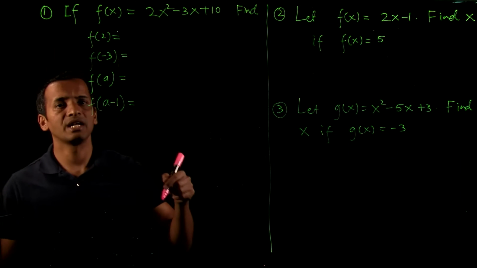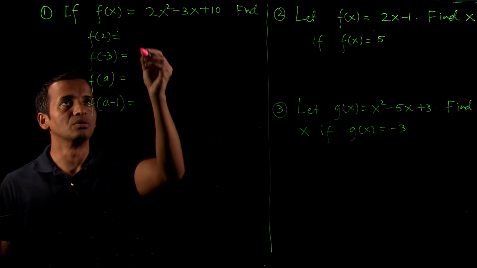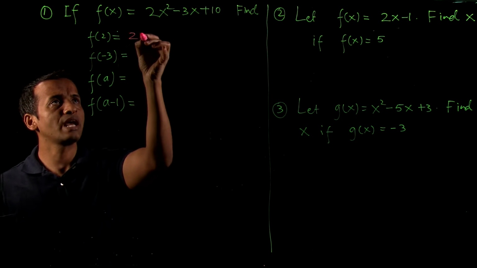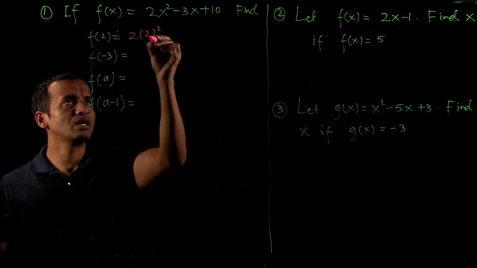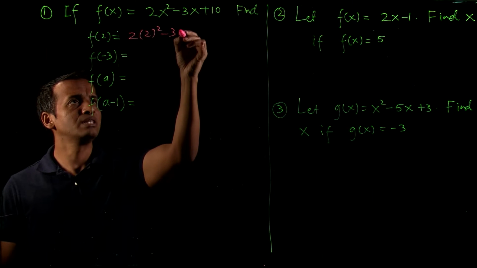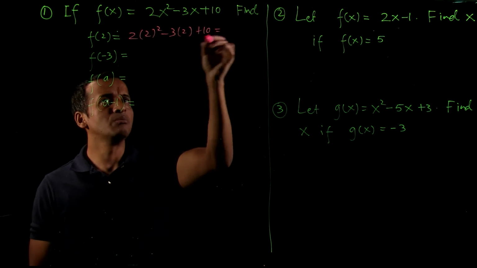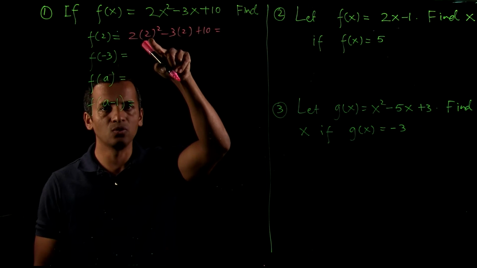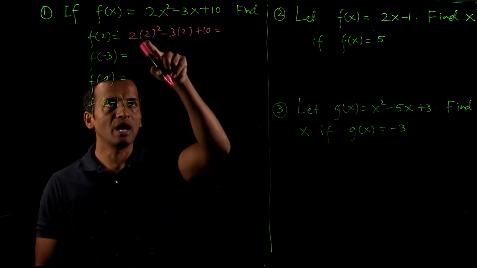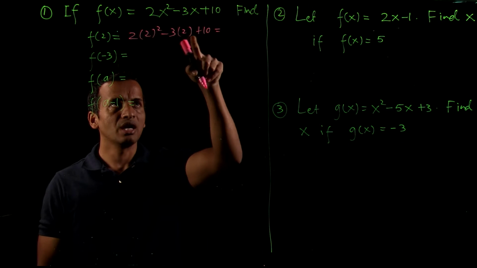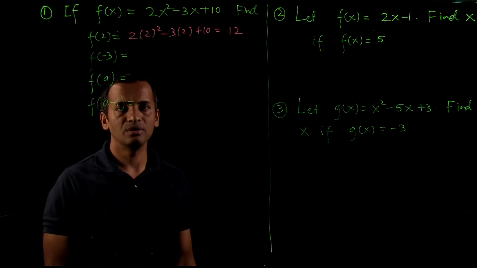Okay, first of all, let's find f when x is 2, that is f at x equals 2. So what you do is you replace all x by 2. So there is 2 times 2 squared, minus 3 times 2, and then plus 10. Okay, so this will be 2 times 2 squared is 4, so it is 8, minus 3 times 2, it's 6, so 8 minus 6 is 2, and then plus 10 is 12, so this value is 12.